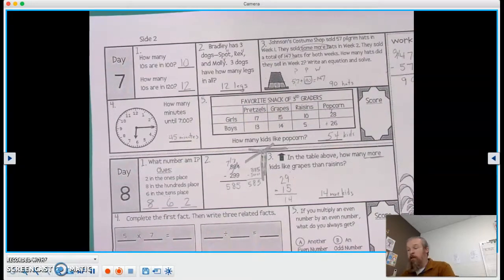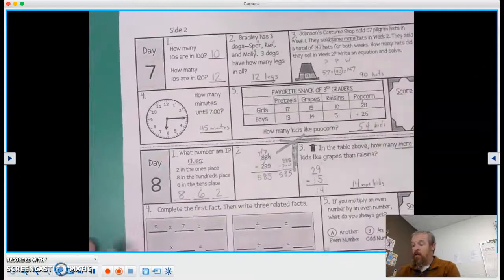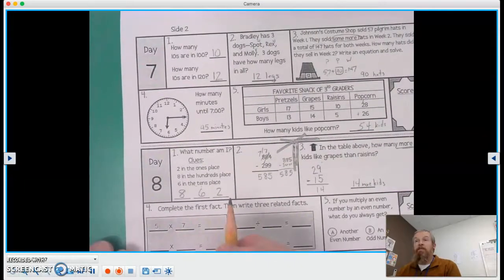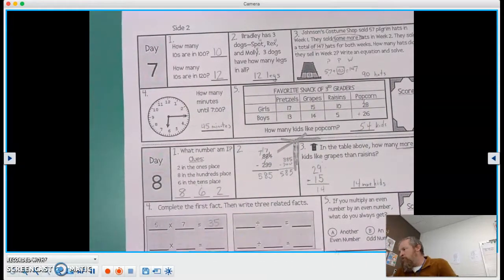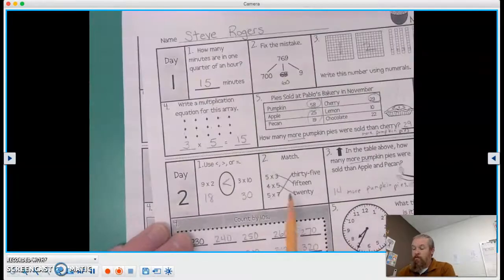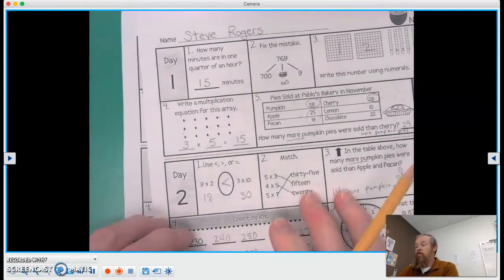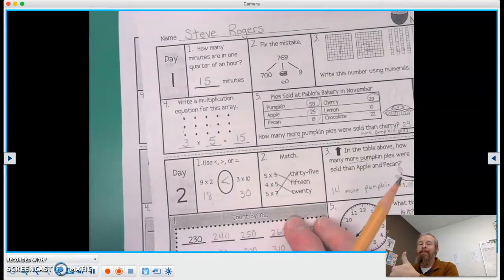All right, complete the first fact, then write 3 related facts. So we're doing that fact triangle right now. Remember that? So 5 times 7, we got 5, 10, 15, 20, 25, 30, 35. Do you remember doing that one a few problems ago? Yeah, I remember doing that too. 7 times 5 was 35. So here, remember? 5 times 7, 35. That was day 2.